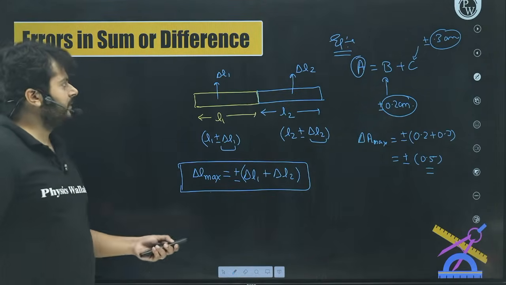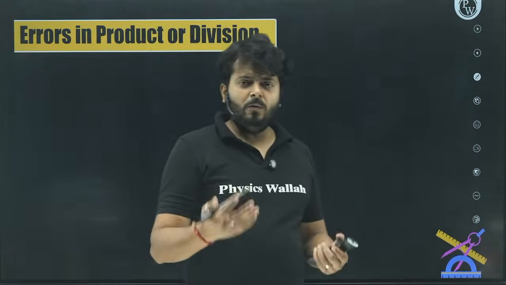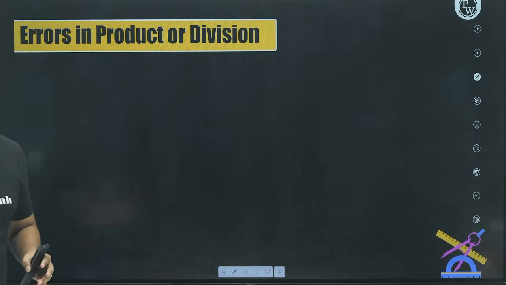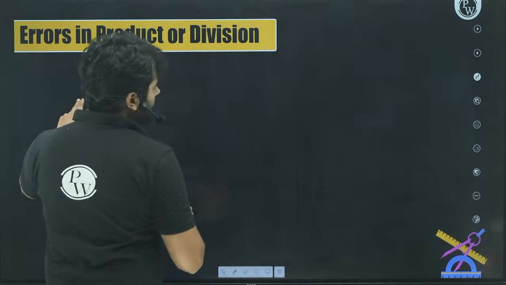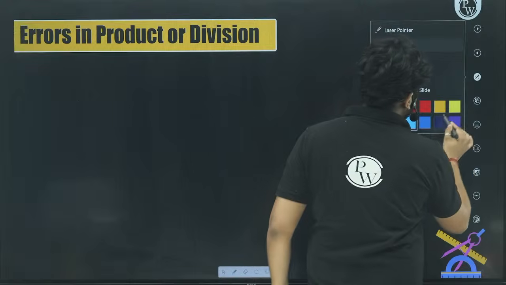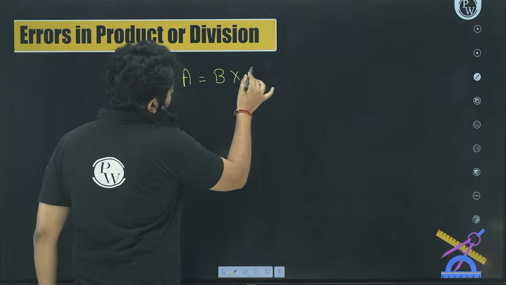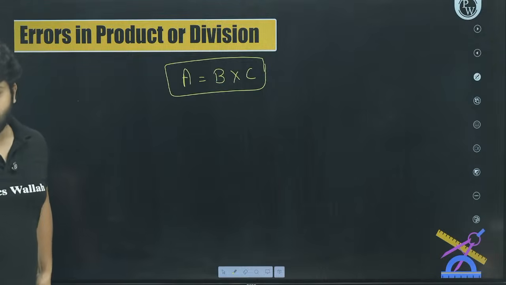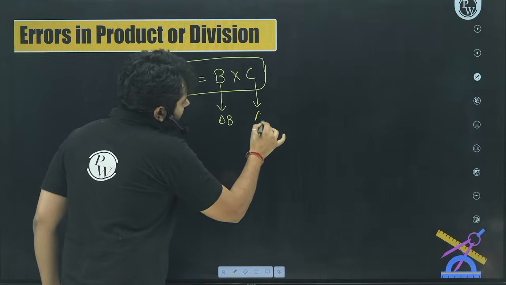Let's continue. Errors in the product or division. Now what is happening? We found that mathematically, when we are taking the product of two different physical quantities, we are encountering errors in the measurement of each one of them. Let's say A is a product of B and C. In the measurement of B, you have encountered an error, delta B. In the measurement of C, you are encountering an error, delta C.